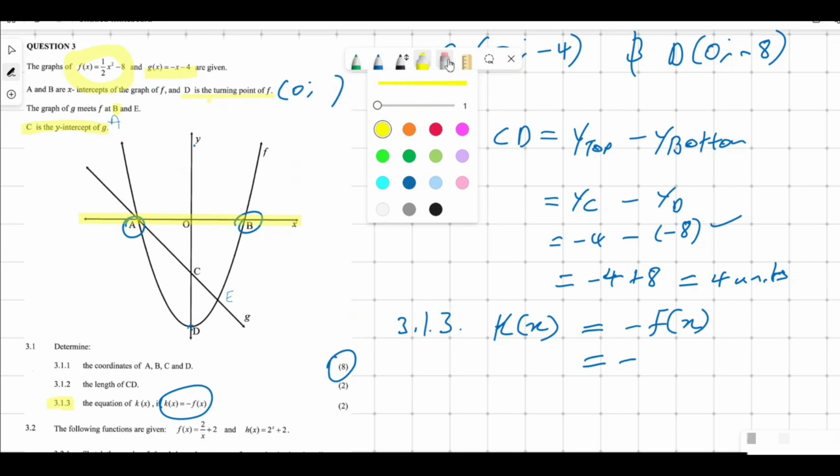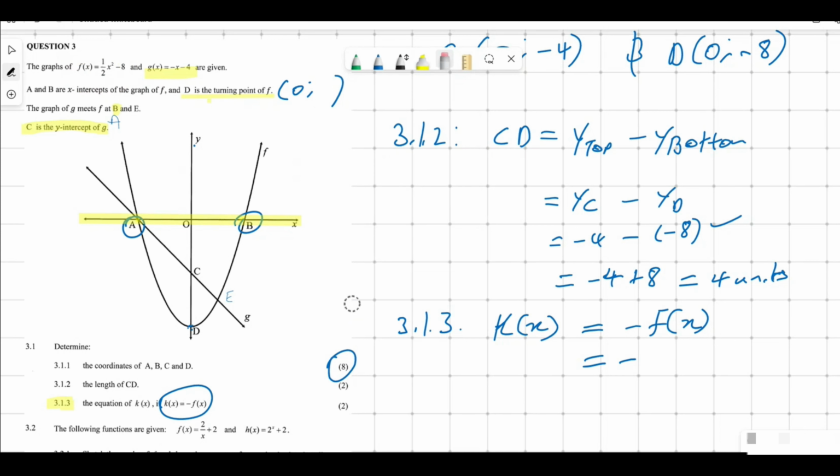Okay. So wait, how do we know that that's k of x? Please pardon me there. I wanted to say your f of x is this one. Okay, yes. So we need to substitute. So they're saying k of x is equal to negative f of x. So it's negative, open bracket, what is the value of f of x? f of x is equal to 1 over 2 x squared minus 8. That is f of x. Do you see that? Yes.